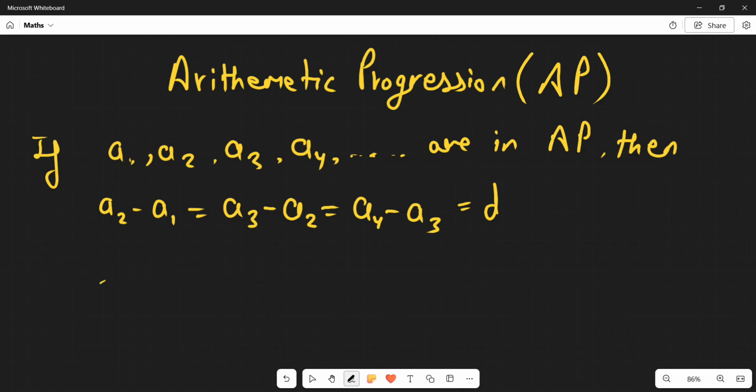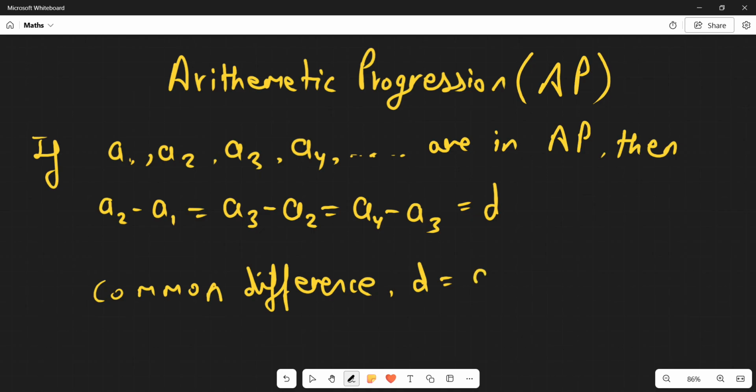Now how do you calculate the common difference? You can perform either of these differences to find it. Usually the common difference is calculated by subtracting the first term from the second term. So D equals A2 minus A1. The difference of the second and the first term will give us the common difference.